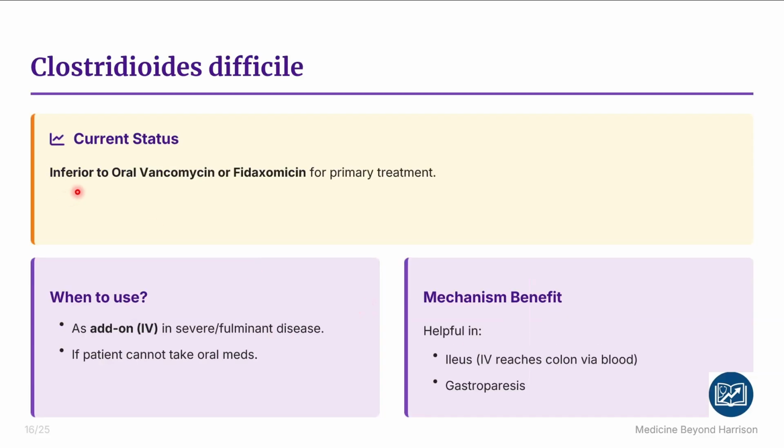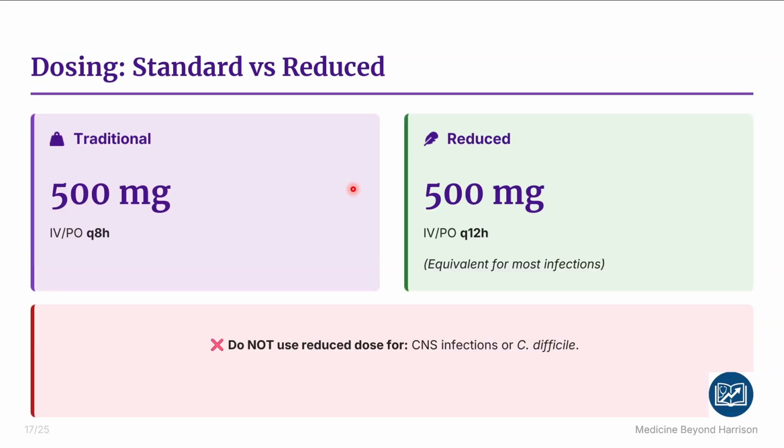For Clostridium difficile, it's inferior to oral vancomycin or fidaxomicin for primary treatment. So it is used as an add-on IV only in severe or fulminant disease, and if the patient cannot take oral medicines. So it is helpful in ileus. It reaches the colon via the blood, and also in gastroparesis. So even the IV route of metronidazole can reach the colon, and when the patient is having gastroparesis also, you can reach it through the IV route. So it can be used as an IV agent when oral vancomycin cannot be used.